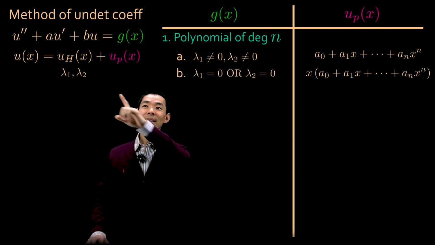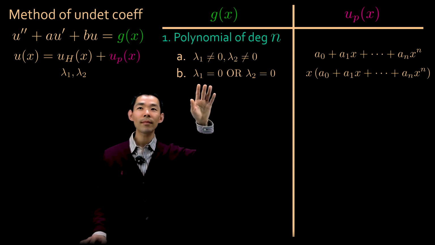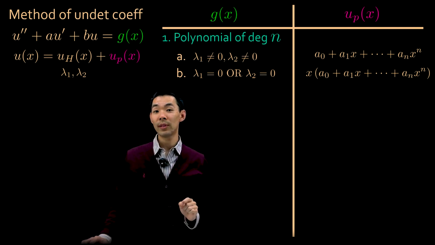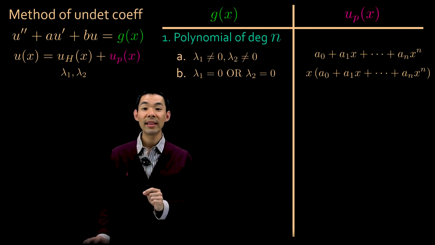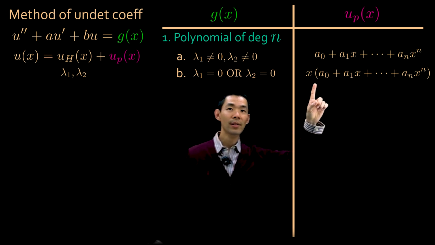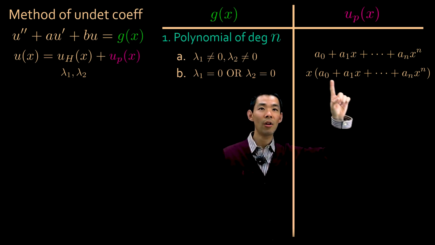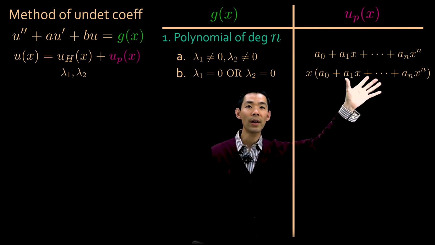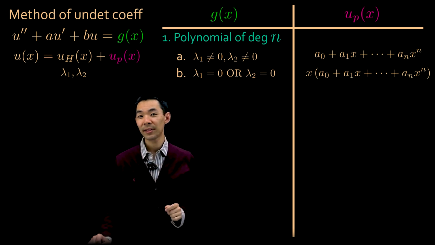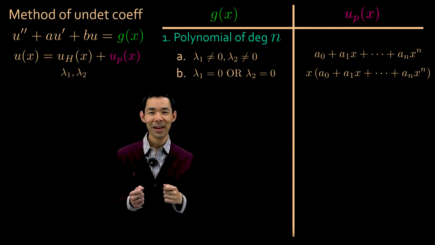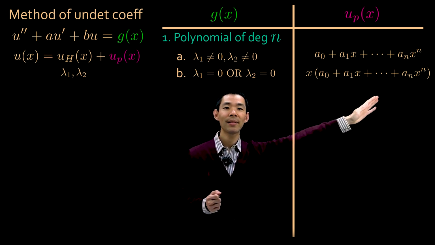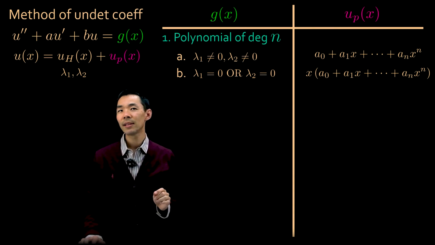Another case is if either lambda 1 or lambda 2 were equal to 0. Then what you do is you just take the solution that we had earlier, a naught all the way to a sub n x to the n. You take the whole function and multiply it by another factor of x. It again has to do with the roots. Okay? So now you have to multiply by a factor of x for the whole thing, and that's what you would guess. And again, we've obtained our a0 through an, and I'll show you that technique in a little bit.